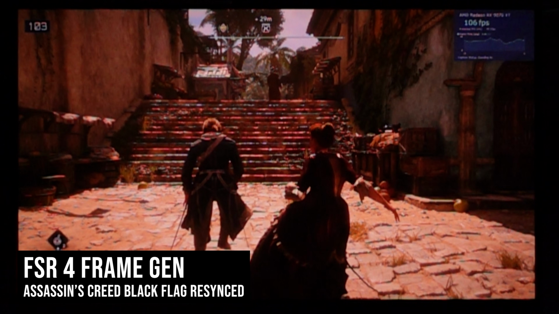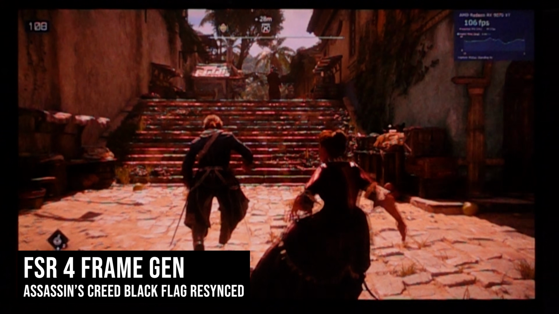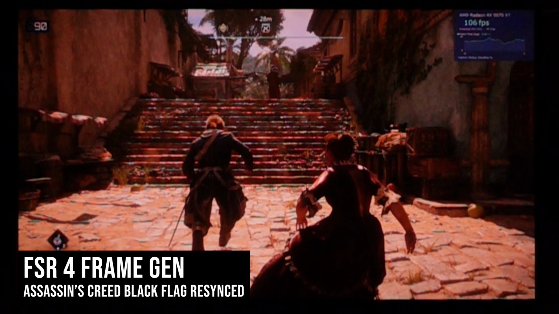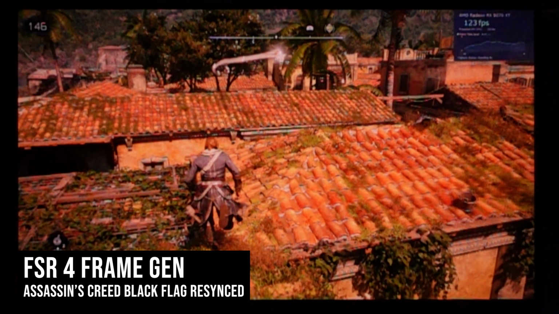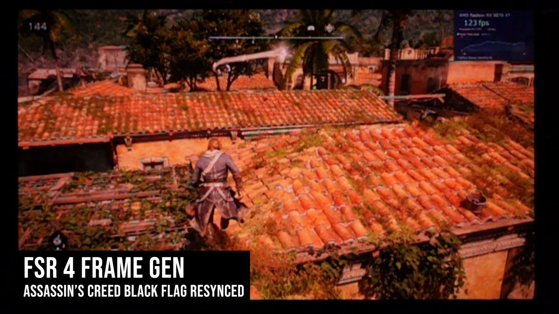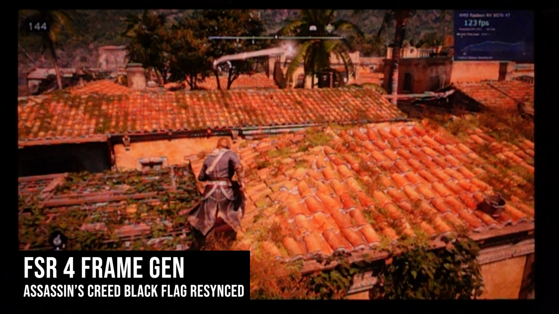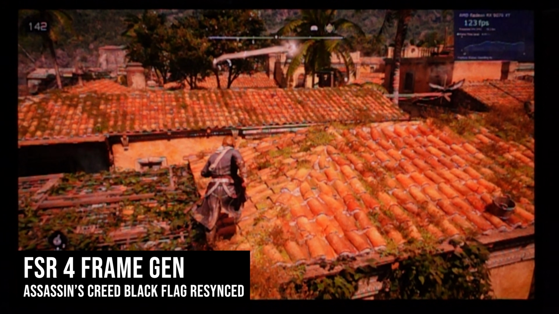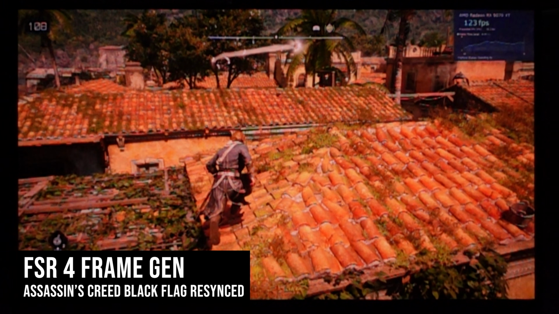I tried out Assassin's Creed Black Flag Resynced in a number of different types of motion, whether that's walking forward slowly, running, moving around on rooftops, panning the camera, and in all of these examples, FSR Frame Gen frame pacing wasn't great. Definite double tapping is occurring here, and while it's not as bad as some of the examples I've explored like God of War, this game does not have the smoothness you would expect from a 120 to 150 FPS output.